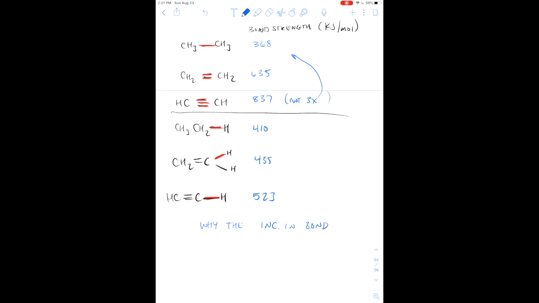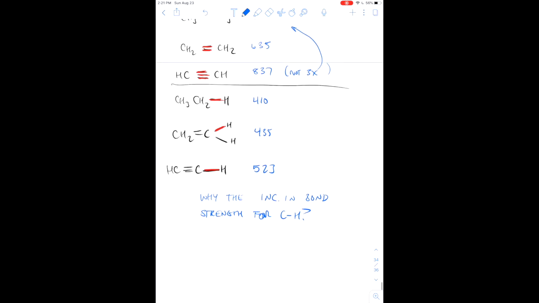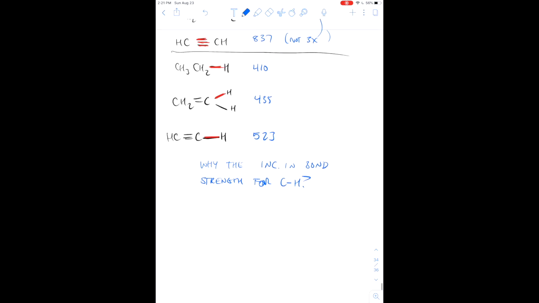Now we look at the CH bonds below. We got 410, 435, and 523. Why are they different at all? Because they're all CH single bonds, right? So why the increase in bond strength for CH? Take a closer look at the structures of those things. We have an sp3 hybridized carbon versus an sp2 versus an sp. So it's all about hybridization. That's what's causing this increase in bond strength.